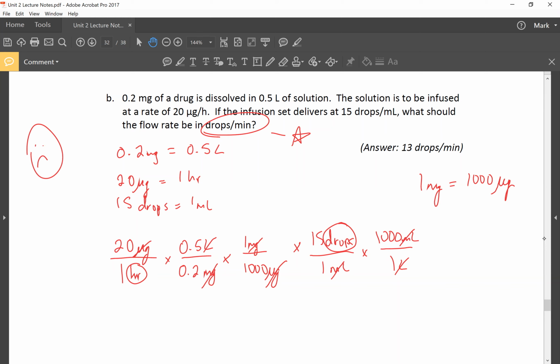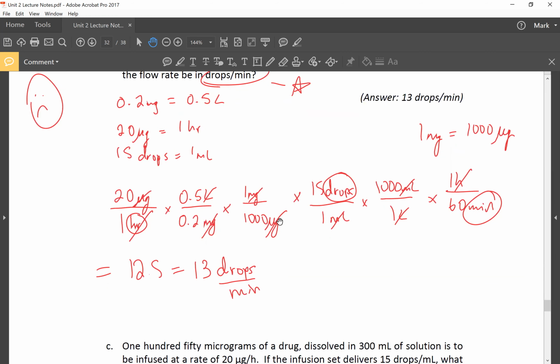I'll put a little sad face here because this is literally about as tough as they could be. I have one more step left. I need to convert that hours to minutes, and that's a very easy conversion. I know that 1 hour is 60 minutes. Oops, I always cancel the wrong thing. So my hours cancel, and I'm left with drops per minute. So my answer, when you multiply all of this out, you would get 12.5 or 13 drops per minute.